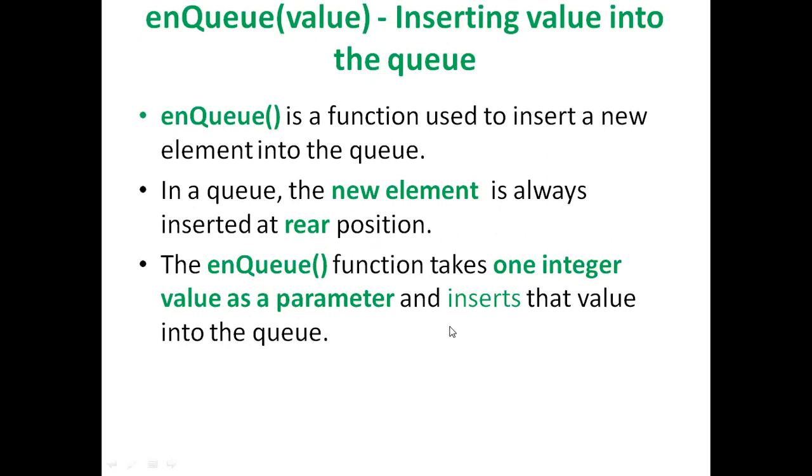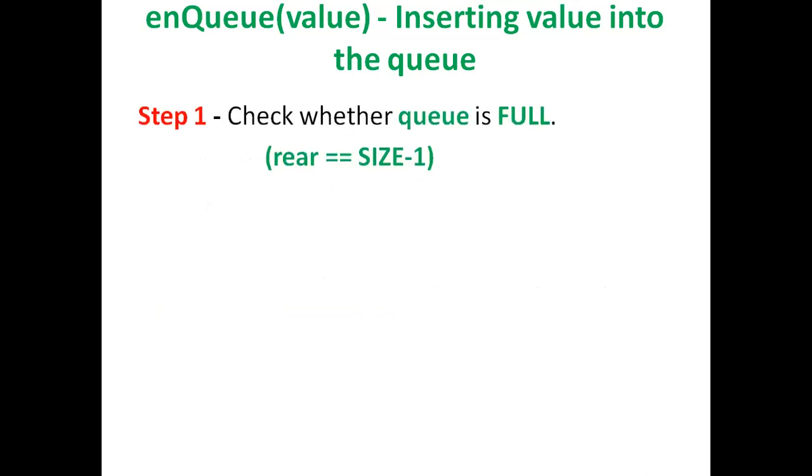So here enqueue is one of the operations. In that function we are passing one integer value as an argument. So the function will take that value and insert the value into a queue. So what is the algorithm we are using for enqueue?